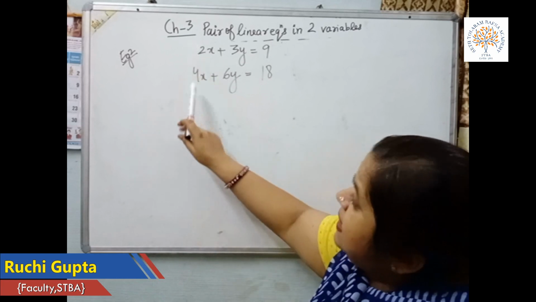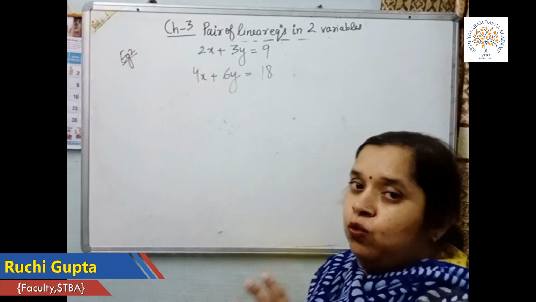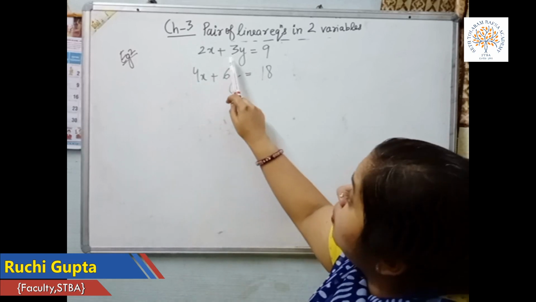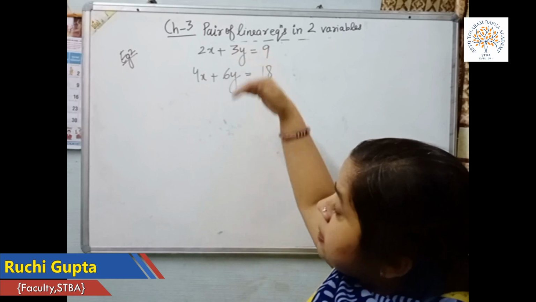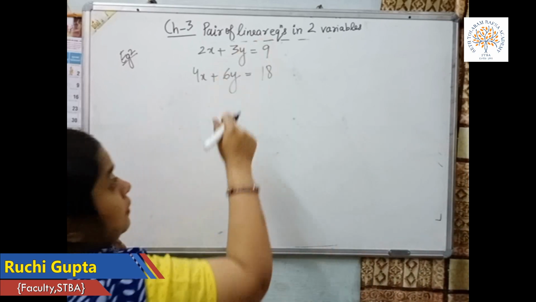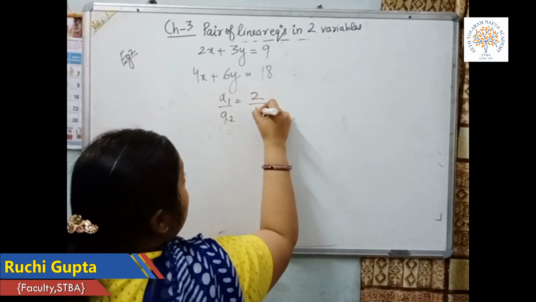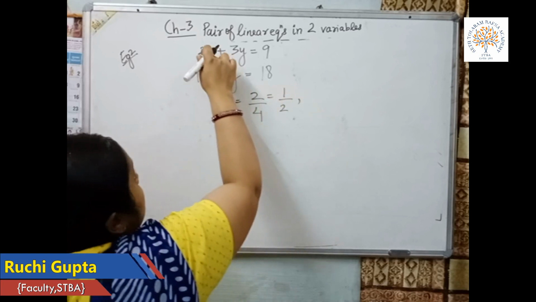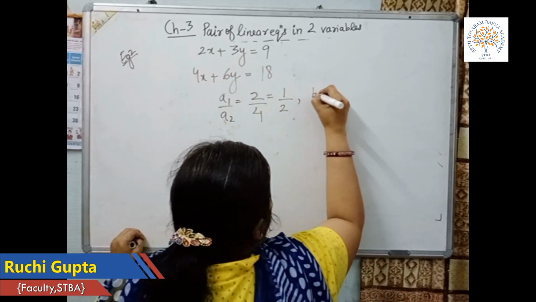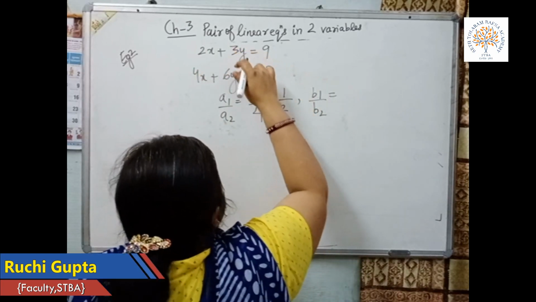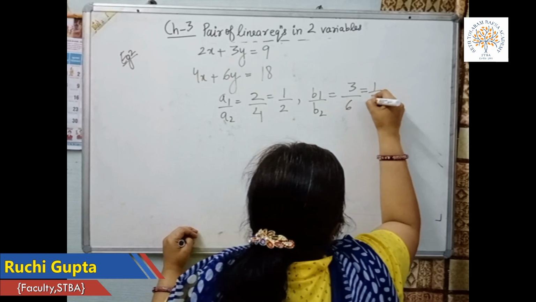You can very easily see that if I multiply the whole first equation by 2, so 2 into 2 is 4, 3 into 2 is 6 and 9 into 2 is 18. It means the ratios of these two equations are the same. Okay, a1 upon a2 is 2 upon 4, which is half. You know, it is a1x, a2y. Now what is b1 upon b2? It is 3 upon 6, coefficients of y. So it is also 1 upon 2.